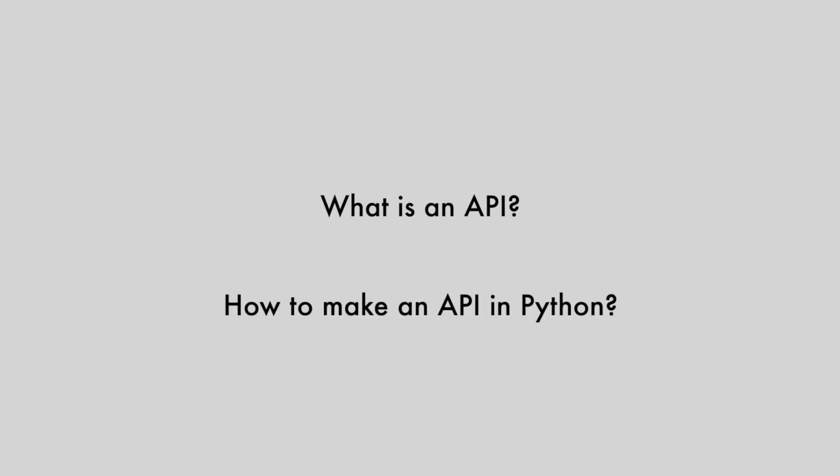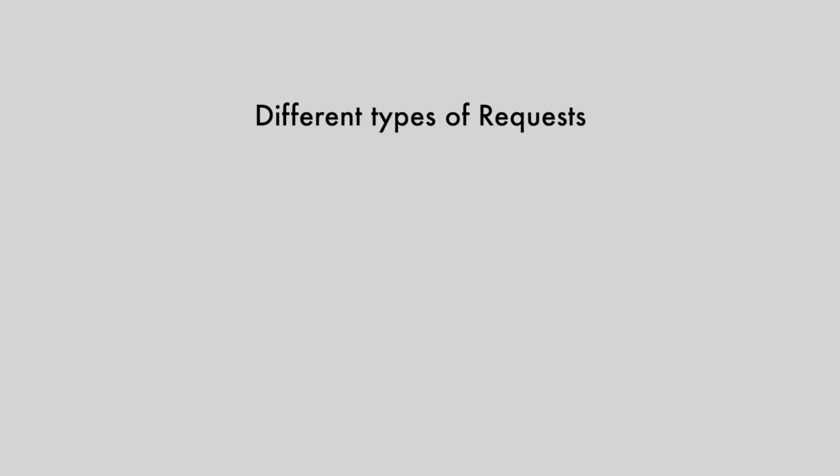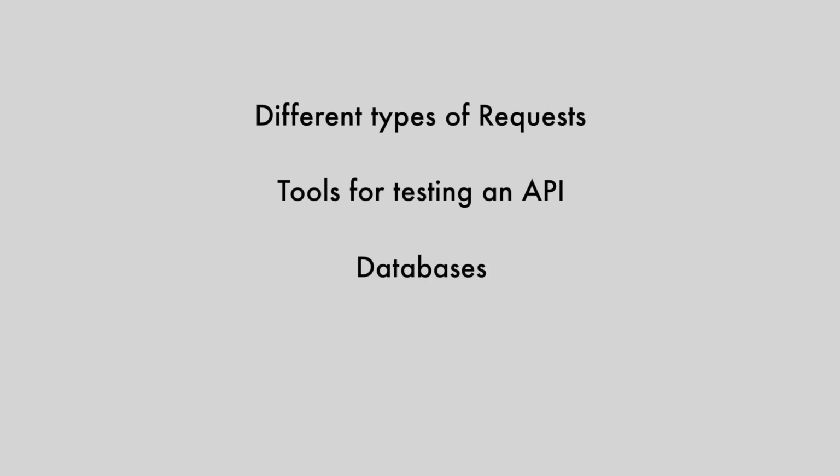So in this video, we'll go over what an API is and how to get started making an API in Python. In later episodes, we'll get into different types of requests, tools you can use to test your API, database types, setup and implementation, and maybe even some basics for making a website with this server. So let's get into it.